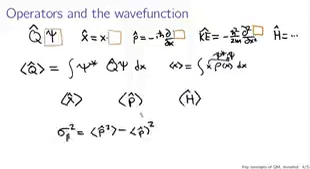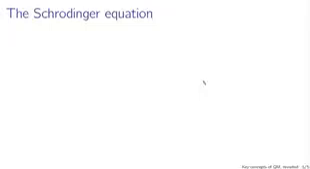So that's a little bit about operators and a little bit about the wave function and a little bit about how they're used. Operators acting on the wave function, calculating expectations in the context of the wave function being treated as a probability distribution. Now, where are we all going with this? We're going towards the Schrodinger equation.